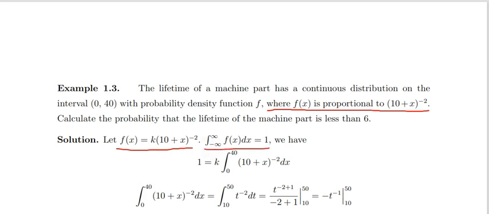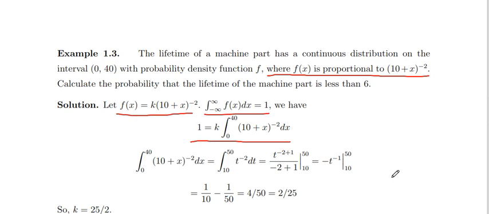So how to find this k? The total probability is 1. So from here, we can find k. We just make this integration equal 1. So this problem just focuses on those integrations. The integration uses substitution, right? So 10 plus x, we just put this as t. Then change everything in terms of t.